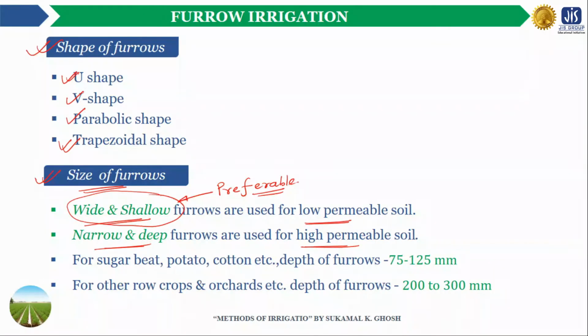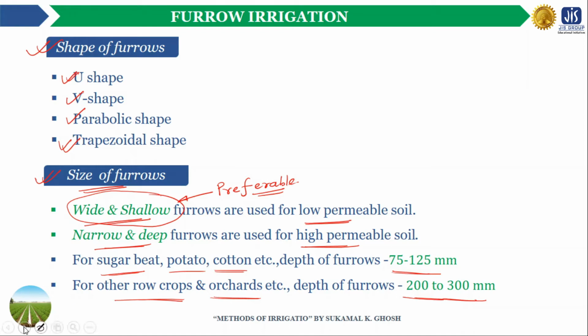Further, furrows of 75 to 125 mm depth are suitable for vegetables and other row crops such as sugar beet, potato, cotton, tobacco, etc. While for other row crops and orchards, furrows of 200 to 300 mm depth are required, especially when the soils are of low permeability.